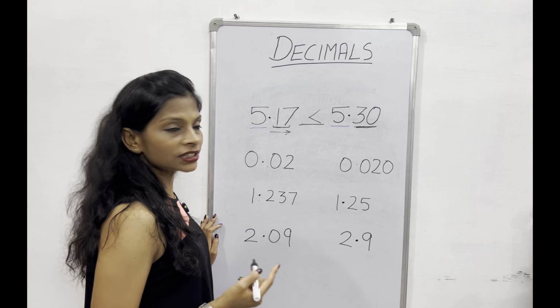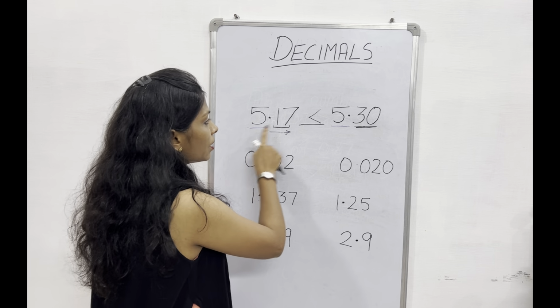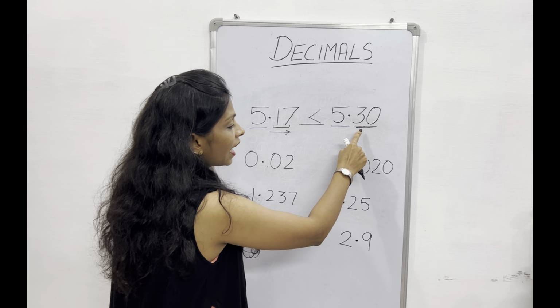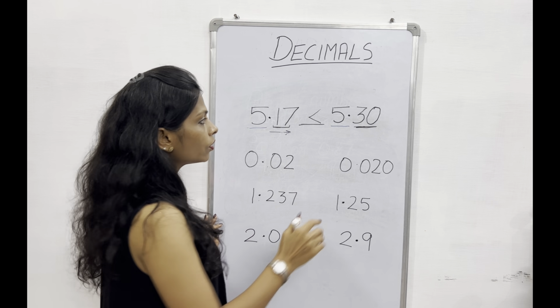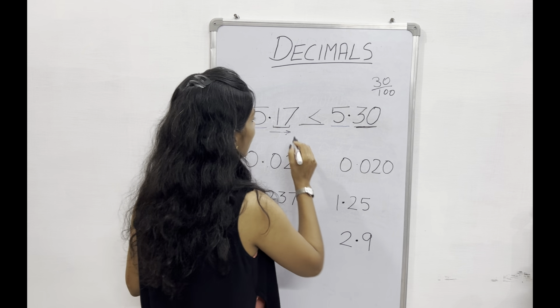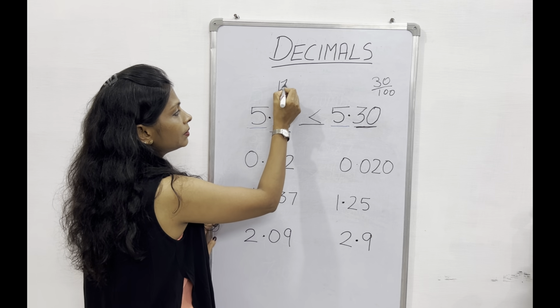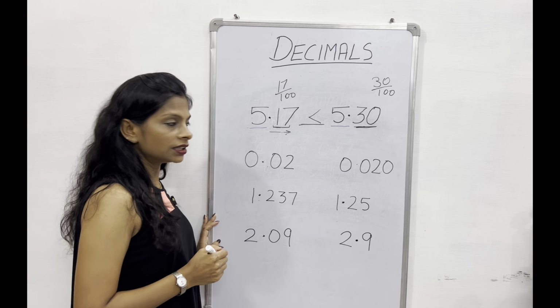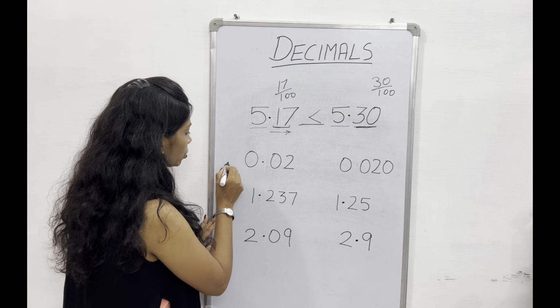Or another logical way to understand is that the whole number in both of them is 5, and in the second number I have 30 parts out of total 100 parts, and in 5.17 I have 17 parts out of total 100 parts, and that is why 5.3 is bigger than 5.17. Let's come to example number 2.